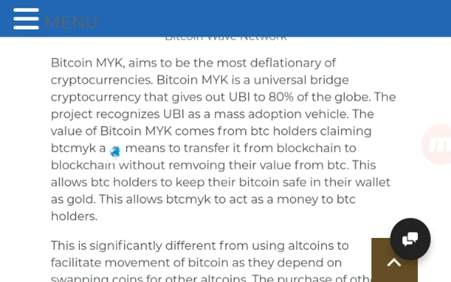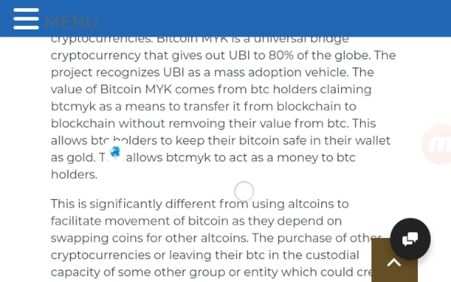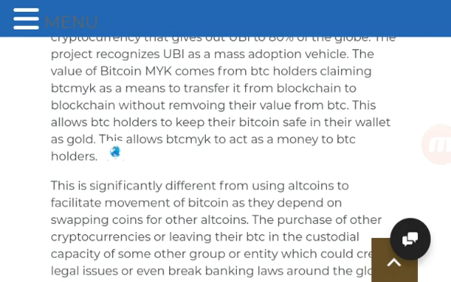The value of Bitcoin MYK comes from Bitcoin holders claiming Bitcoin MYK as a means to transfer it from blockchain to blockchain without removing their value from Bitcoin. Okay, so to understand that, it's simply saying that if you hold any Bitcoin, you automatically have Bitcoin MYK tokens. You don't have to purchase them. You only need to claim them, and you can do it here on the website. Now, to understand that in the value of a network, it's very important to understand in the project.